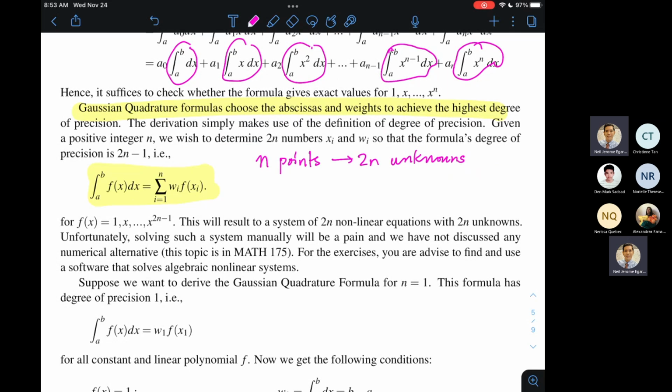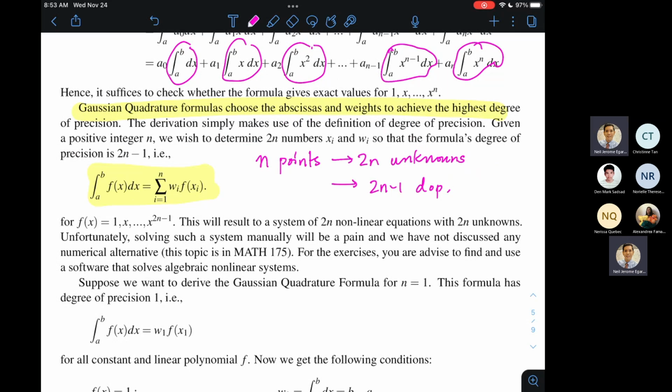Okay? And then if you have n points, implying you have 2n unknowns, this will get you at most a 2n minus 1 degree of precision. Okay? So it can be shown, though we will not prove it in class, na kapag meron kang n points na ginamit, yung maximum degree of precision ay 2n minus 1.